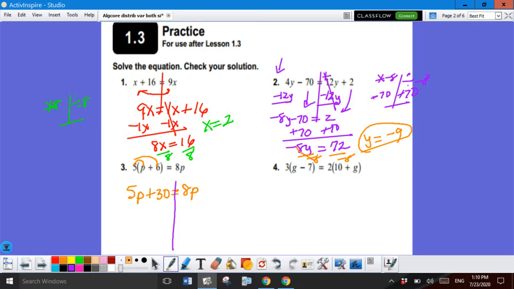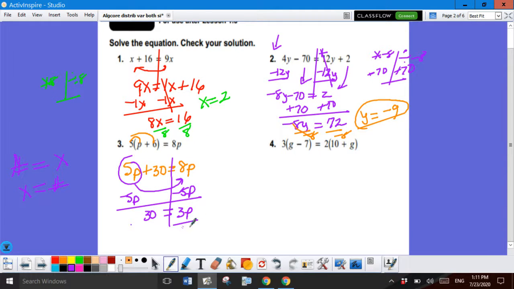Okay, so I'm going to do this one a little bit different than I did the first one. I'm going to move the 5p this way, okay? Because I want to have numbers equals letters or letters equals numbers. Either way really works. So that's a positive 5p, so I'm going to subtract 5p. So 30 is equal to 3p. Now I'm going to divide by 3. P is equal to 10. That crossed out and that crossed out. P is 10.